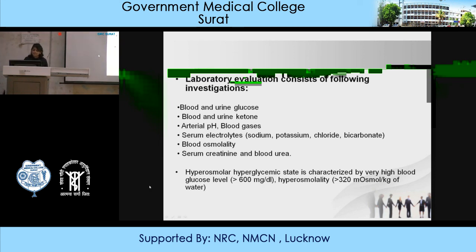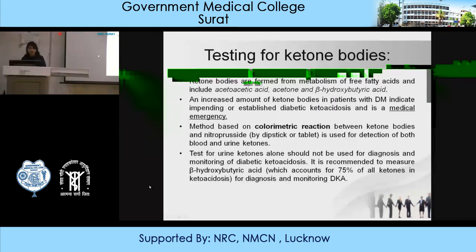Hyperosmolar hyperglycemic state is characterized by very high blood glucose level, that is more than 600 milligram per dl, along with hyperosmolarity, which will be more than 320 milliosmolar per kg of water. Okay, so here we discussed that we need to measure ketone bodies to know about this complication if it is happening. So first, which are the tests to detect ketone bodies? This is very important especially from a practical point of view.